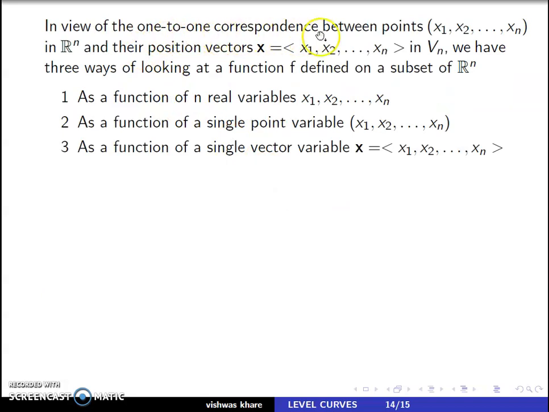In view of the one-to-one correspondence between points (x1, x2, ..., xn) in Rn and their position vector x, which is given as a vector (x1, x2, ..., xn) in Vn, we have three ways of looking at a function f defined on a subset of Rn. First, as a function of n real variables x1, x2 up to xn. Second, as a function of a single point variable, where the point is given with coordinates x1, x2 and so on, xn. Third, as a function of a single vector variable x, which has the components x1, x2, x3 and so on up to xn.